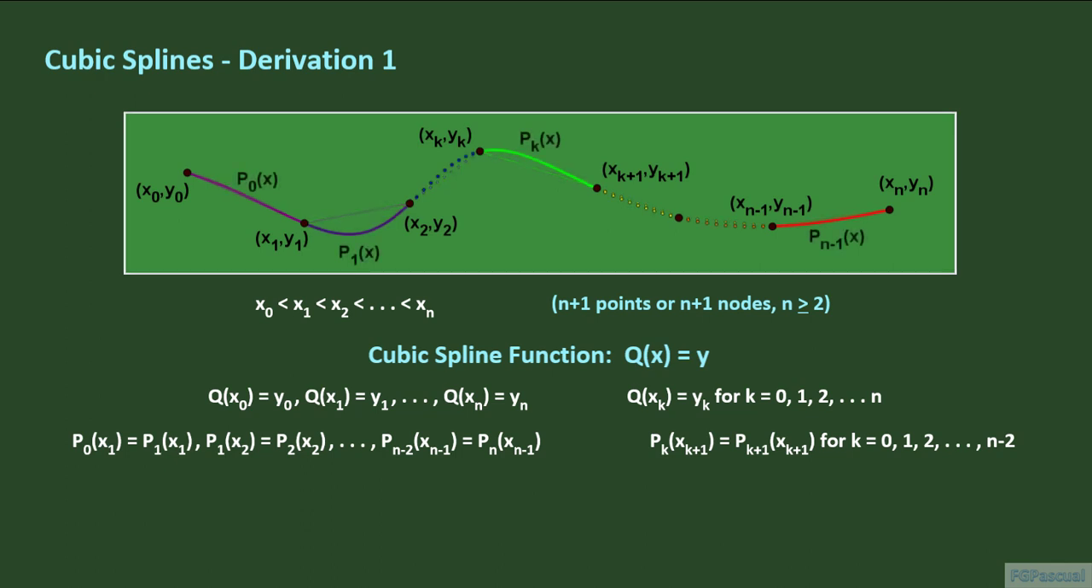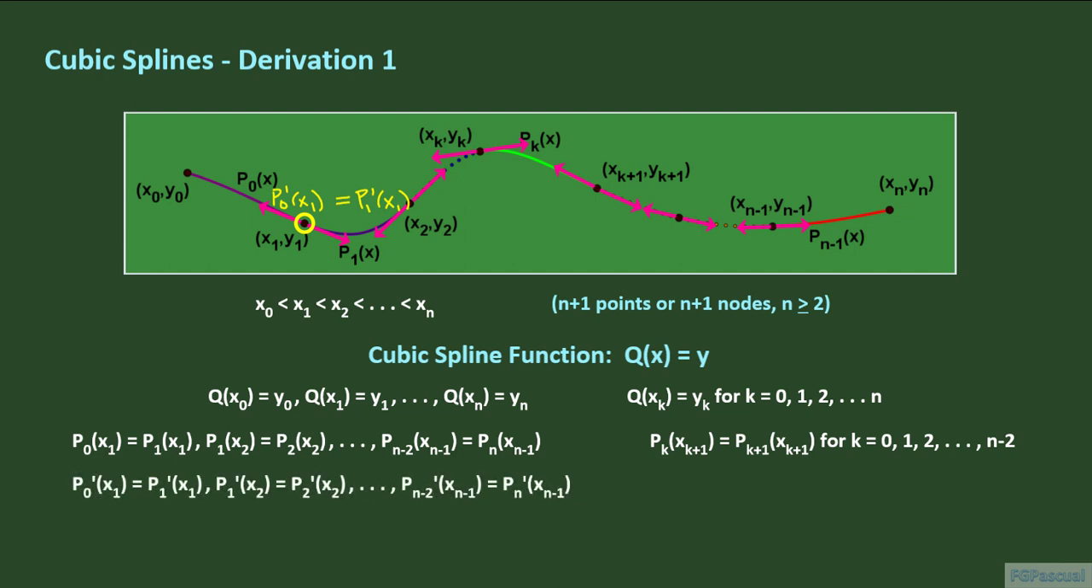The third condition that we impose is a smoothness condition. That is, the tangent line should exist at the different nodes. To illustrate this, let's take a look at x sub 1. The left derivative at x sub 1, which is given by p sub 0 prime of x sub 1, should equal p sub 1 prime at x sub 1. And so in general, p sub k prime of x sub k plus 1 should be equal to p sub k plus 1 prime of x sub k plus 1. Again, from k equals 0 through n minus 2.